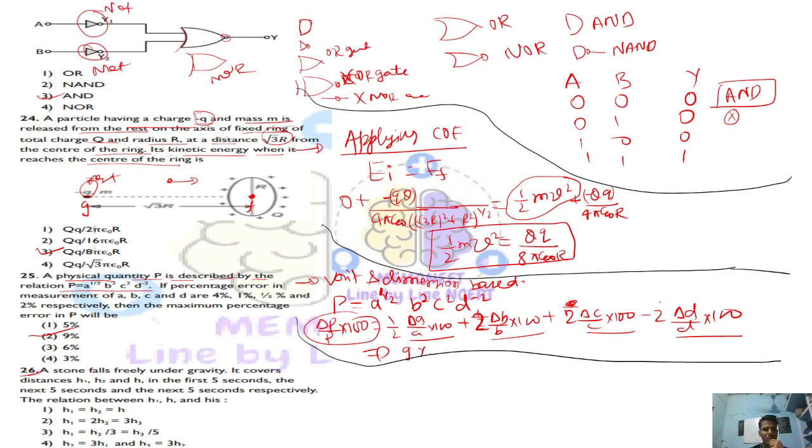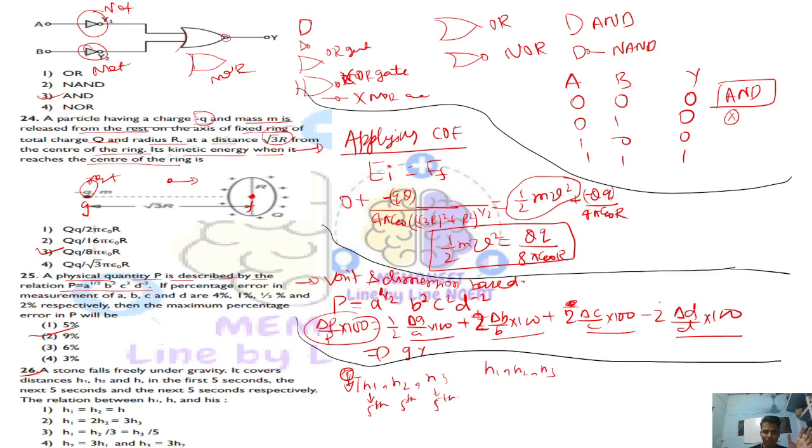A stone falls freely under gravity. It covers distances h1, h2 and h3. It's a simple relative distance question, a very famous question. In the first 5 seconds, next 5 seconds, total 10, next 5 seconds, total 15. You just need to calculate the values of h1, h2 and h3.